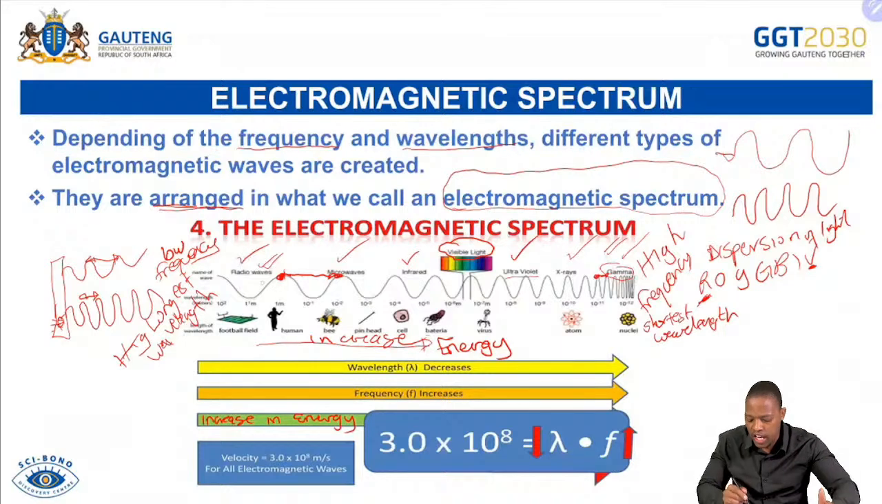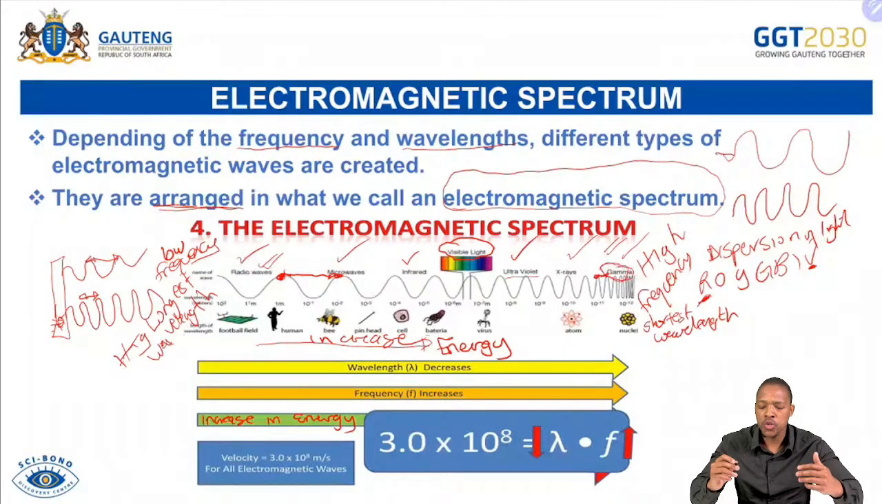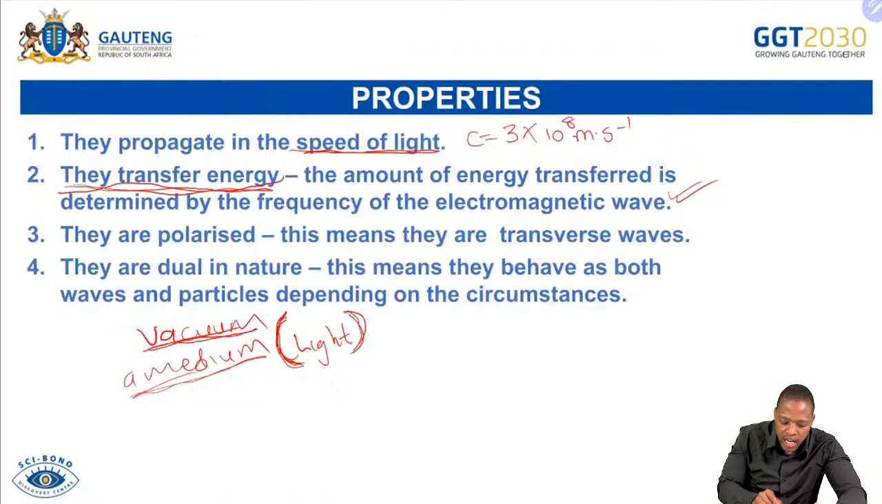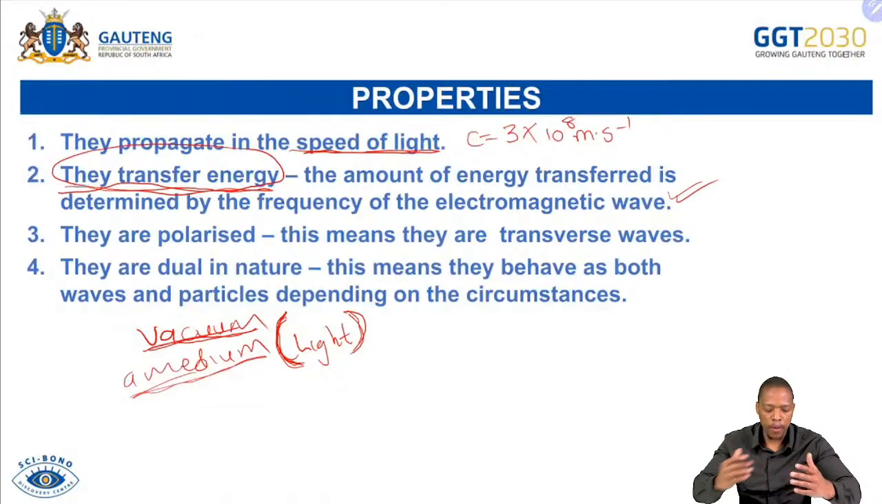But it will not take the same amount of time if you are exposed to gamma rays, because gamma rays have high frequency and extremely high energy. It will take a short amount of time with gamma rays for them to penetrate through your skin and start killing off the cells, causing cancer cells in your body. Okay, so we are talking about how they transfer energy. That is one of the properties: they transfer energy.